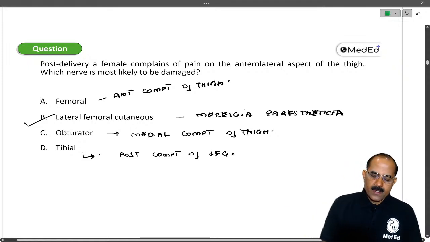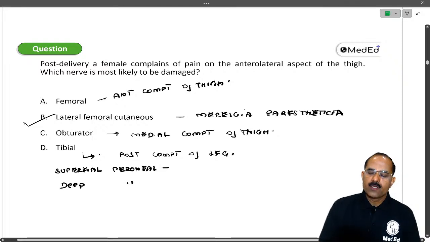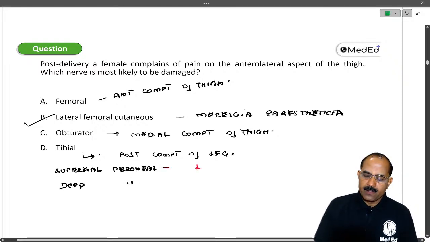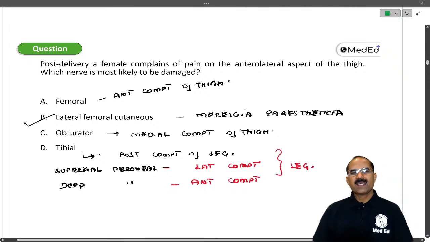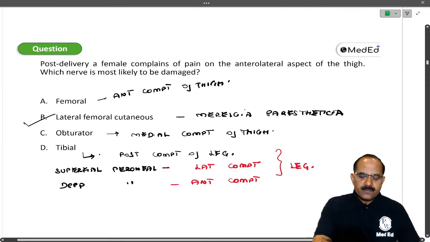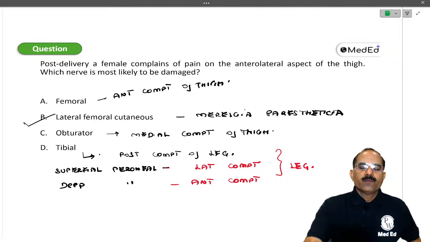Tibial nerve. One is the superficial peroneal, we finish this too. Superficial peroneal. And one is the deep peroneal. Superficial peroneal is a nerve of which compartment? Lateral compartment of the leg. And deep peroneal is a nerve of the anterior compartment of the leg. Okay, children? Is this clear to all of you?